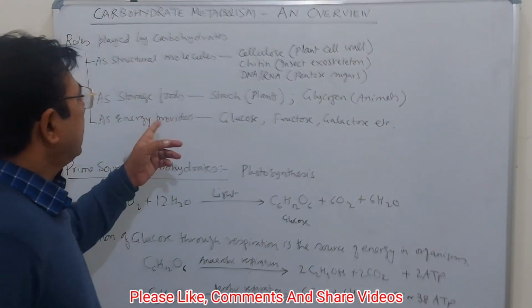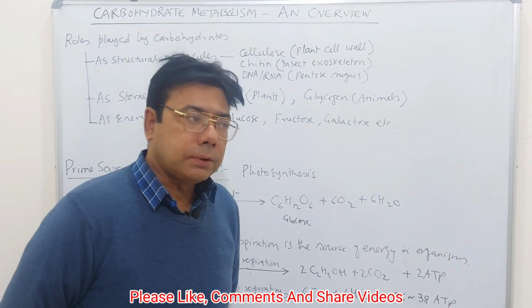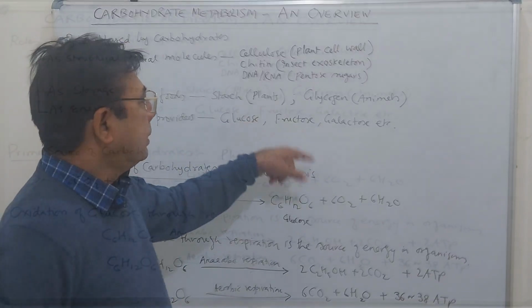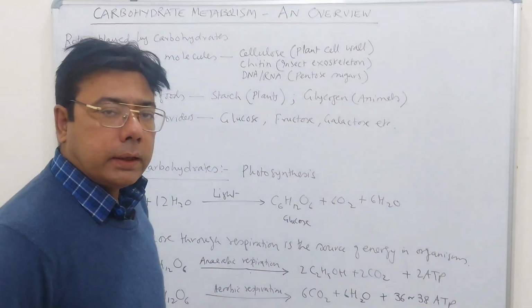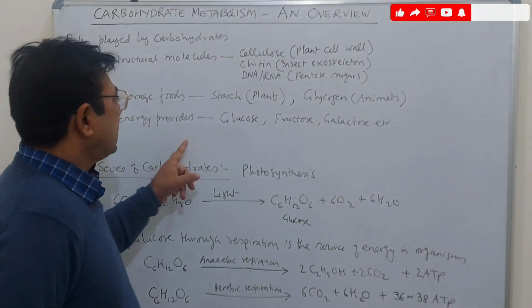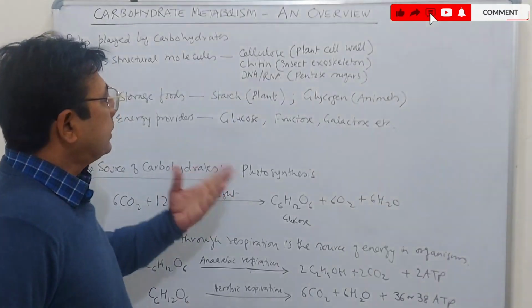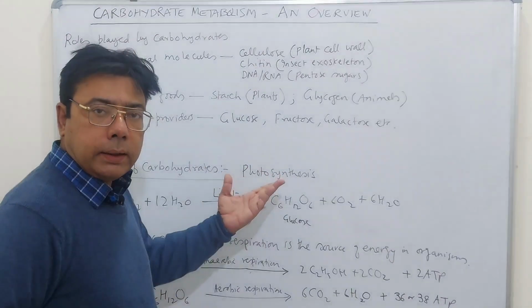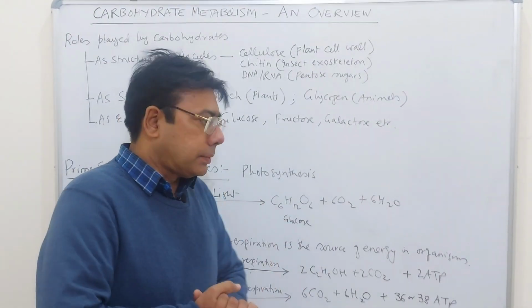The second role is that they can be used as storage foods. When they are stored in plants, they are used in the form of starch, and in animals they are used in the form of glycogen, and both are structurally related, as I have explained earlier also. Then the most important role for carbohydrates is that they are energy providers, and in which the role of glucose is most prominent. So this is the prime energy provider in almost all organisms.